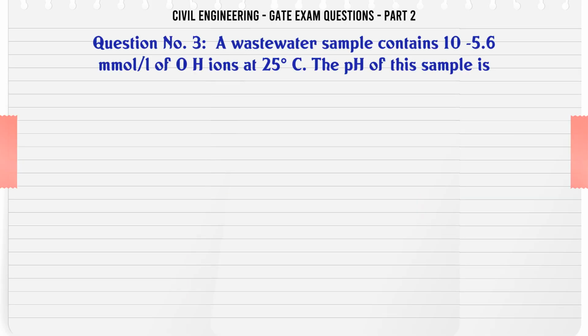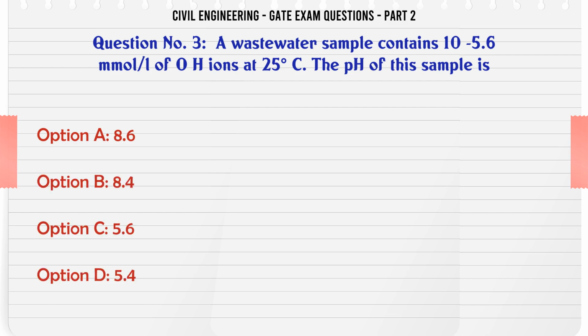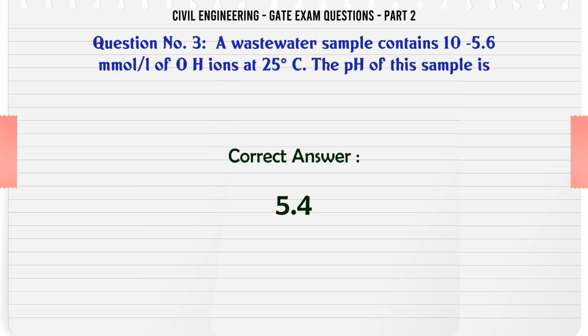A wastewater sample contains 10^-5.6 mol/L of OH- ions at 25 C. The pH of this sample is A 8.6, B 8.4, C 5.6, D 5.4. The correct answer is 5.4.